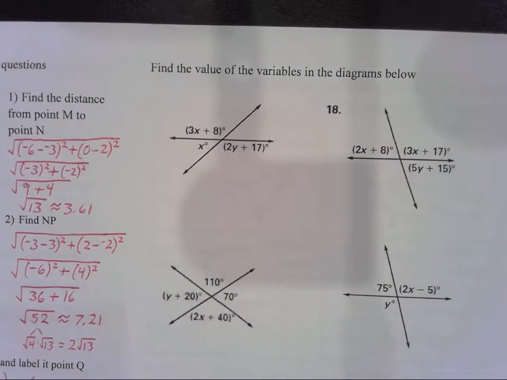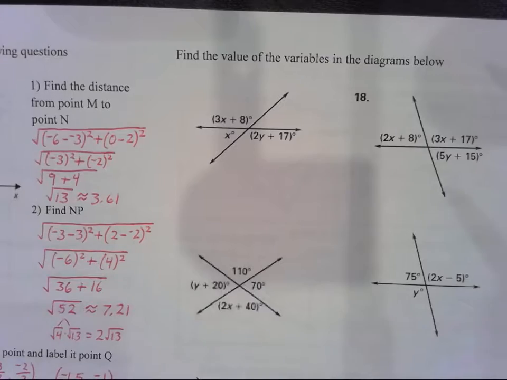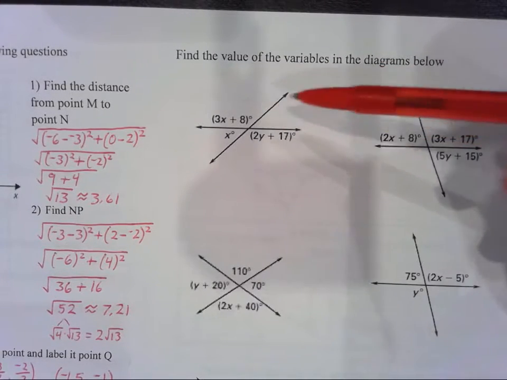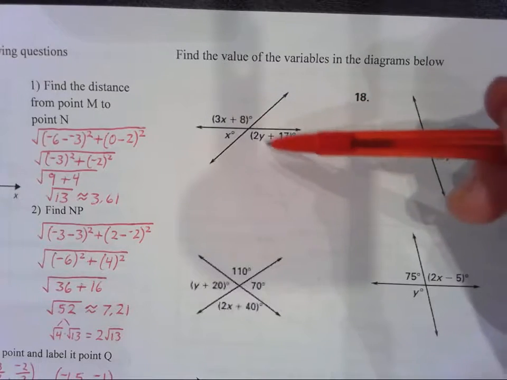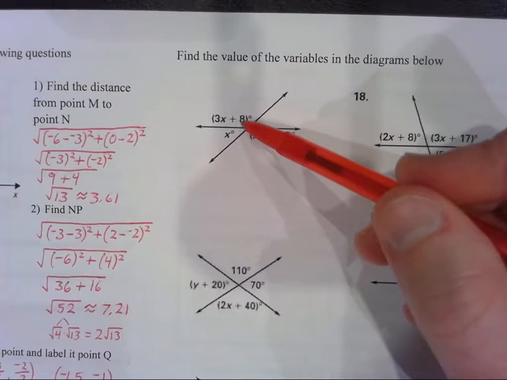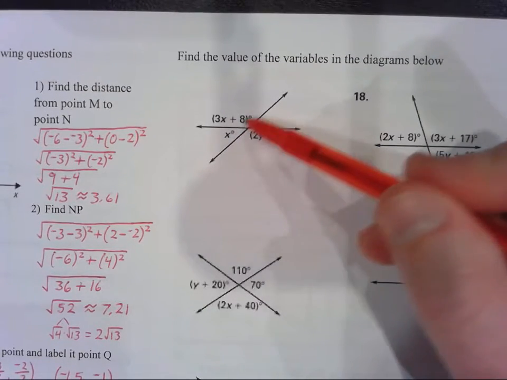Find the value of the variables in the diagrams. When I see diagrams, I'm looking for expressions that use the same variable, and so I can't combine x and y until I know what x is. So I would need to combine the 3x plus 8 with the x. Those are next to each other. They make a linear pair.